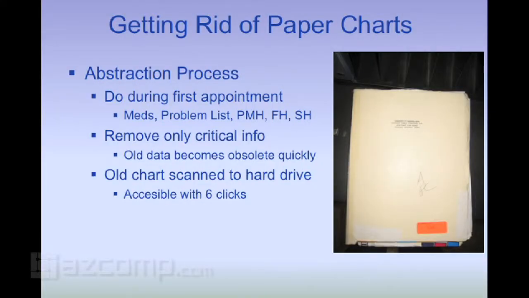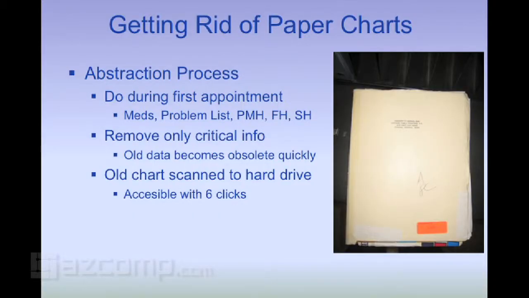The first step any practice needs to make is getting rid of paper charts. We wanted to get rid of that chart room as soon as we could. And so we had to develop a process by which we were going to do that. We called that our abstraction process. That was gleaning the pertinent data from the charts and getting that into the EHR and doing it quickly.